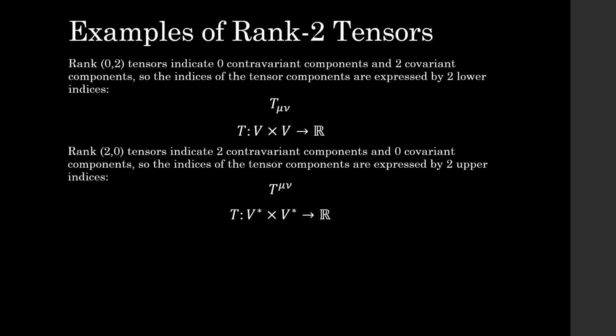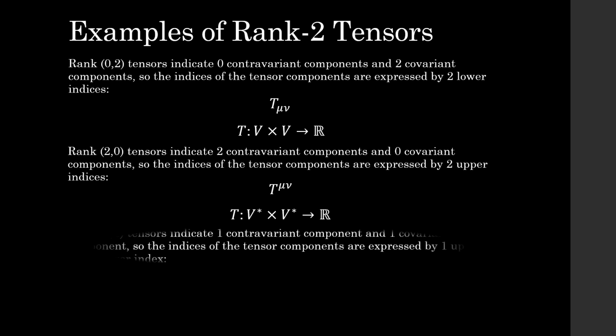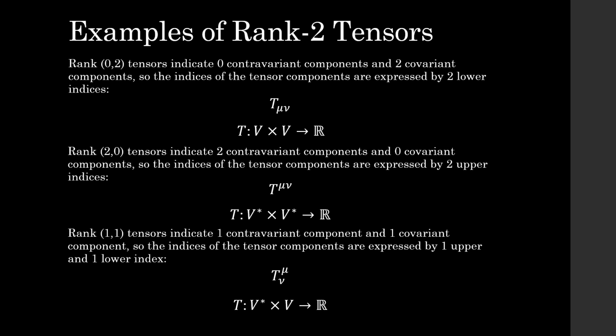And so we only have one more type of rank 2 tensor, and that is a rank 1,1 tensor, indicating 1 contravariant component and of course 1 covariant component. So then the indices of the tensor components are expressed by 1 upper and 1 lower index. This is called a mixed tensor. And so we have T upper mu sub nu. This too is a bilinear map, but between the dual vector space and the vector space, mapping to the reals. So rank 2 tensors are just matrices. Not all matrices are tensors, but all rank 2 tensors can be represented as matrices.